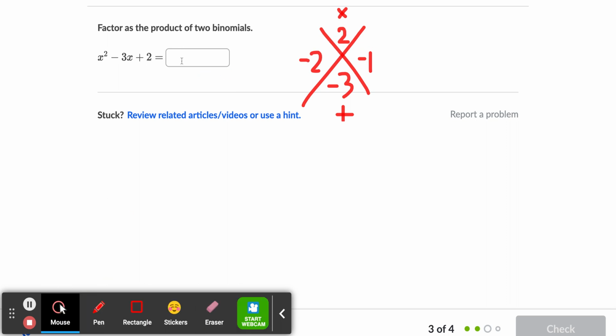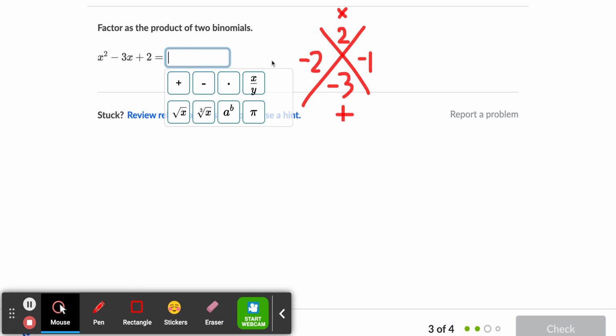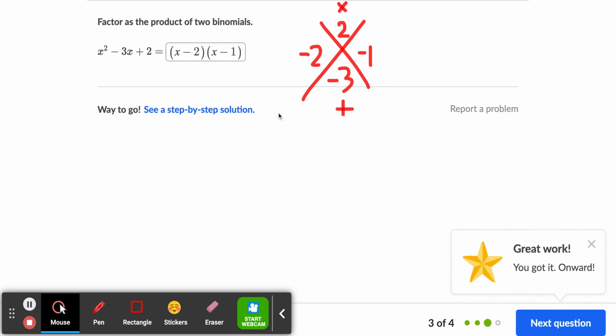So then here's how you write it. I know I have the negative 2 and the negative 1. It's going to be written now as x minus 2 and x minus 1. Same thing. Try to remultiply this out. Check your answer. You will definitely be able to simplify it to this original. That's how you know you got the right answer. Okay, done.